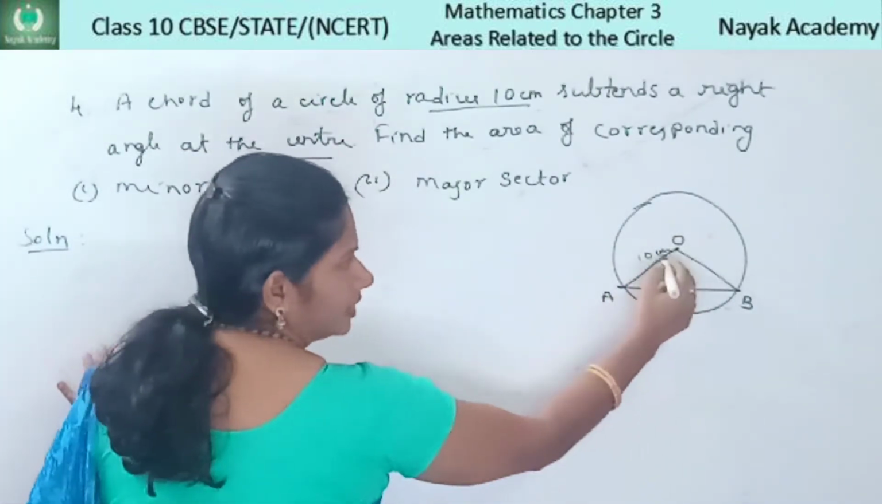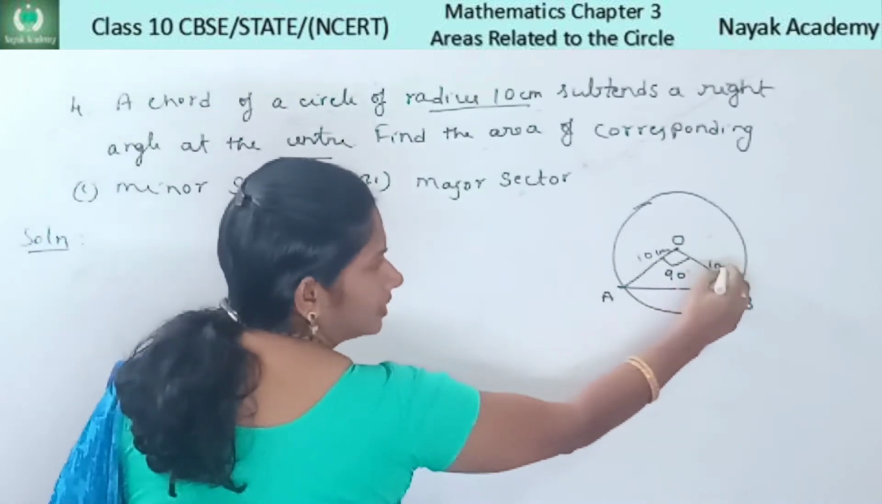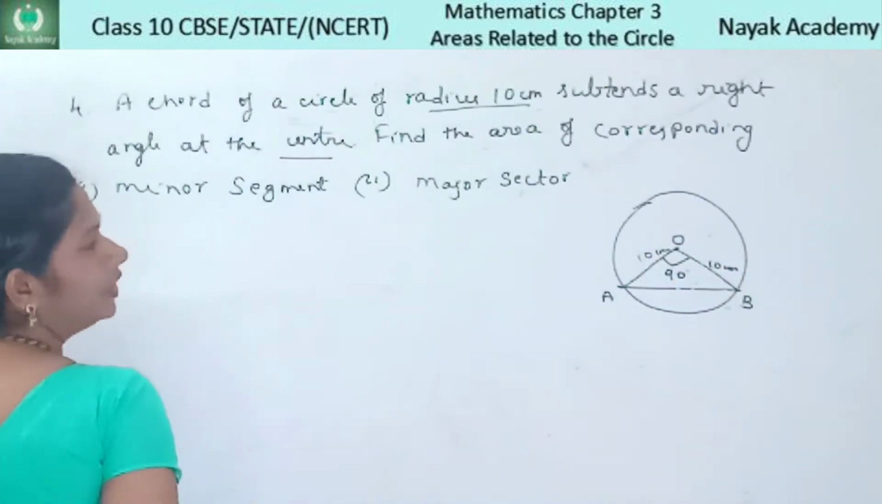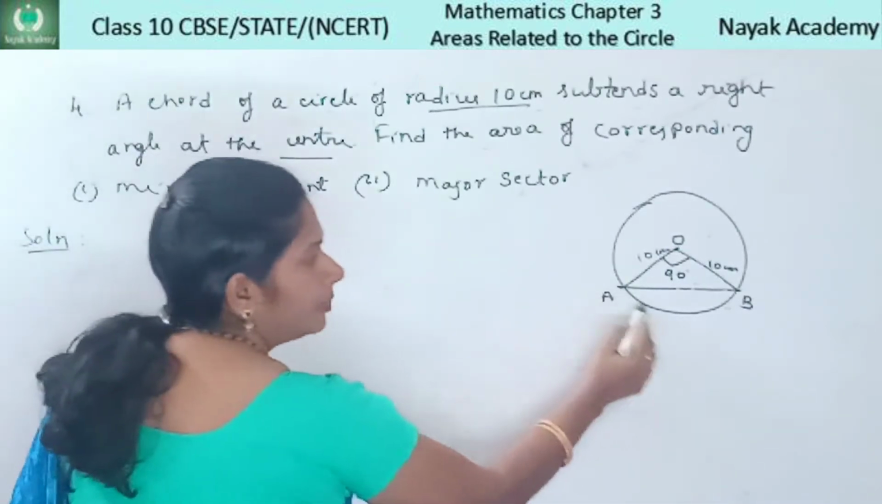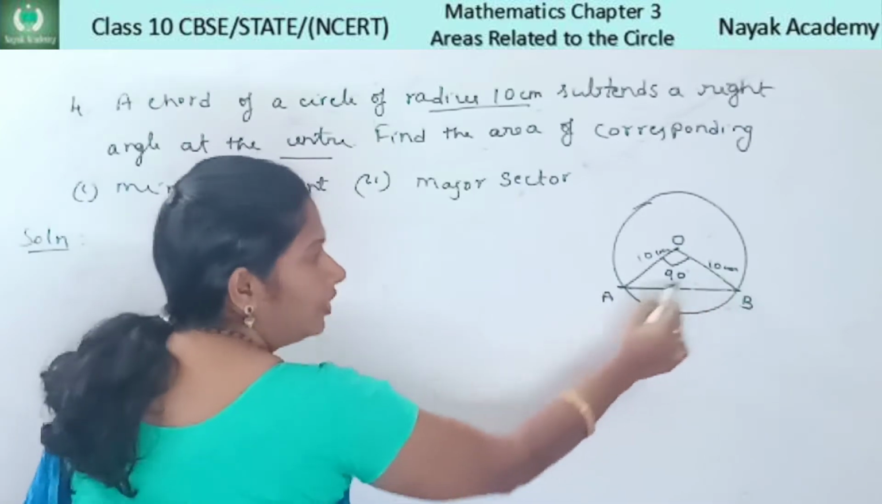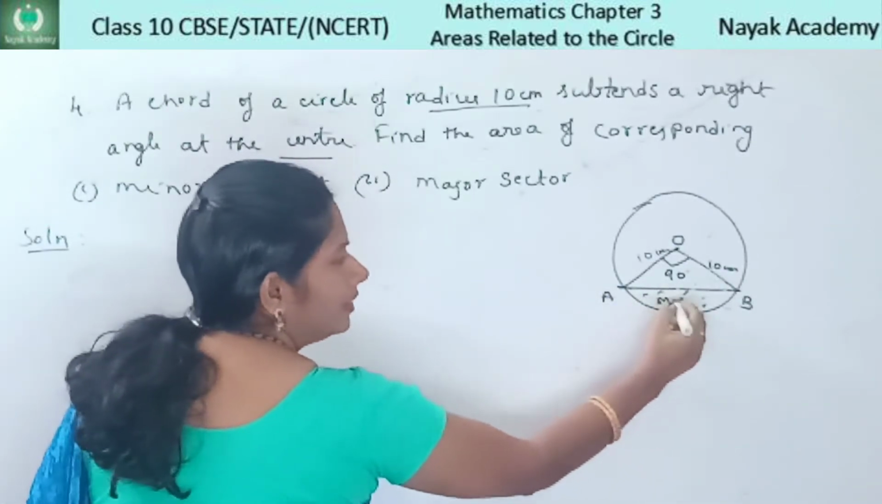This is the center of the circle. Subtended right angle at the center. So the radius of the circle is 10 centimeter. Now find the area of the corresponding minor segment. So what do you mean by minor segment, children? The area bounded by a chord and minor arc. This region is the minor segment.